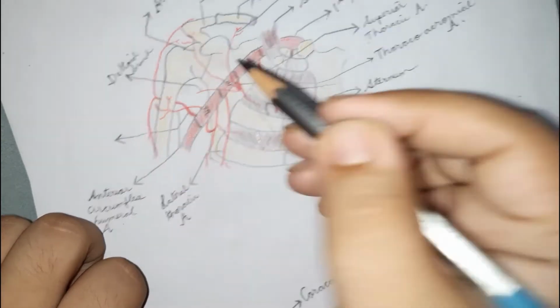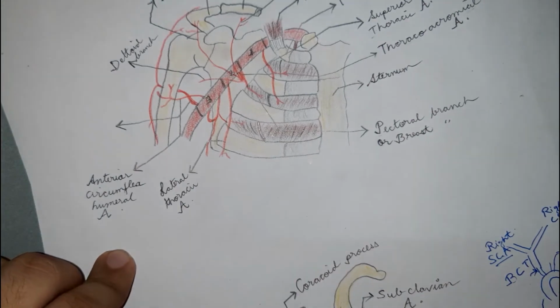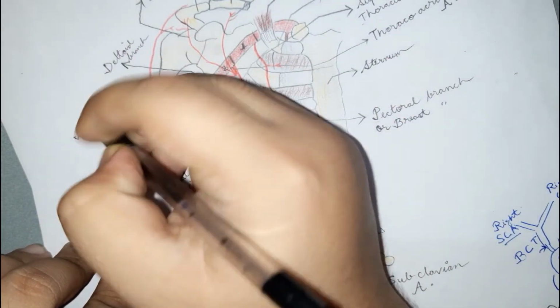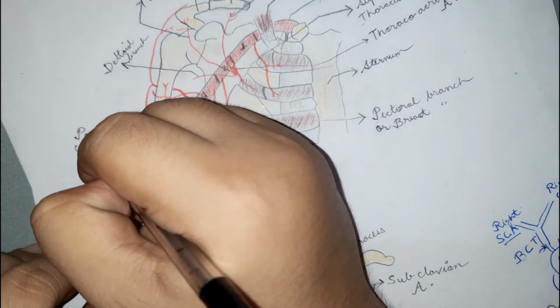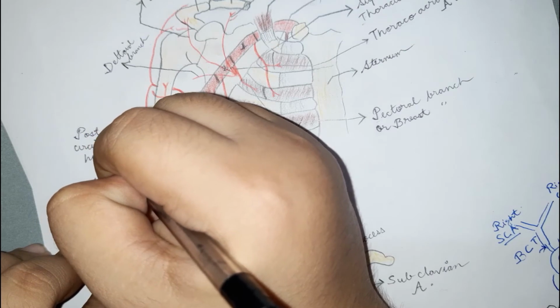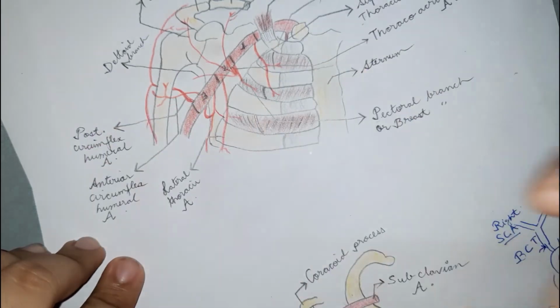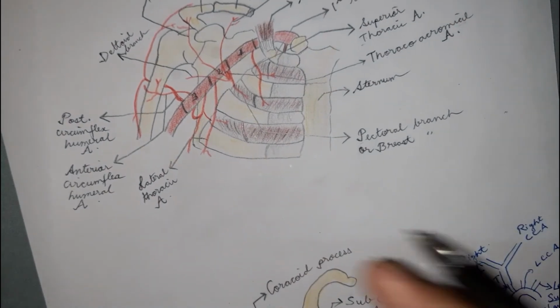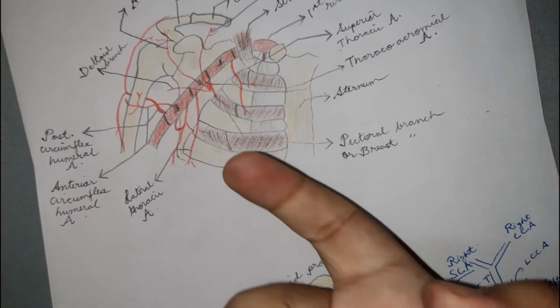This is the posterior circumflex humeral artery. So, posterior circumflex humeral artery, just like its anterior counterpart, winds around.